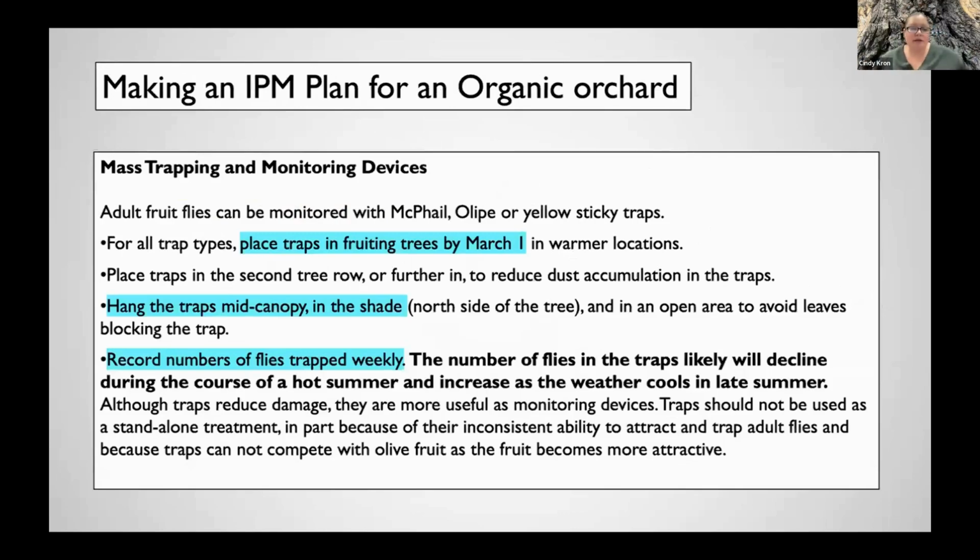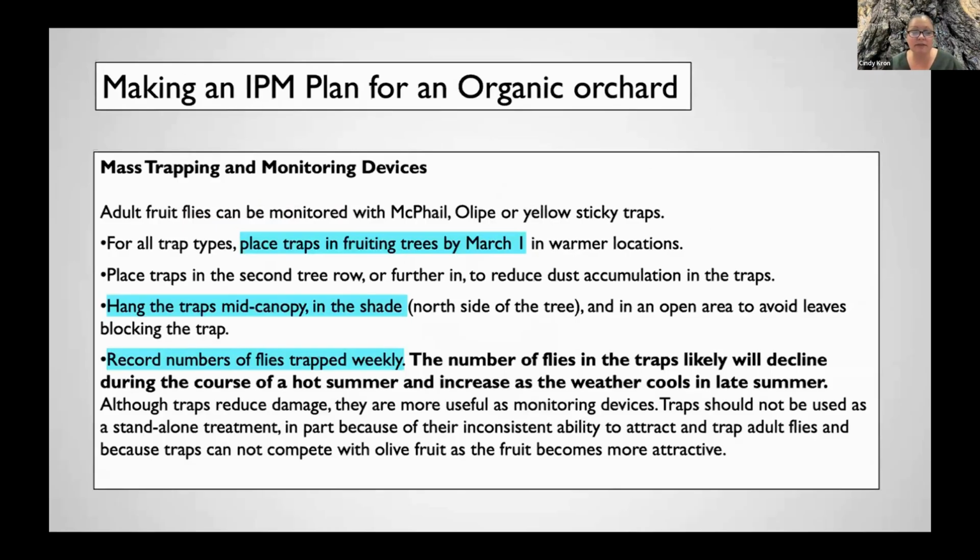So under the mass trapping and monitoring device, this is what was listed. I highlighted the most important parts that I'm going to pull to create my program: place traps in fruiting trees by March 1st. So this was telling us when we're going to start, and then to hang the traps in mid-canopy in the shade on the north side of the tree.